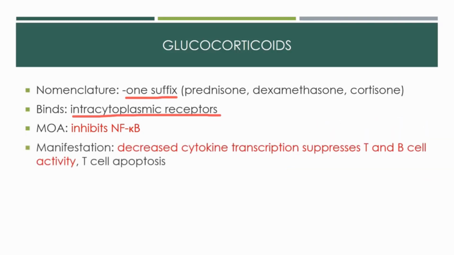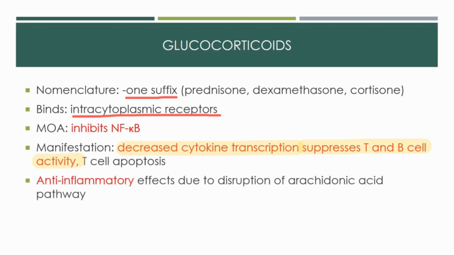So let's read this in the text. Glucocorticoids decrease cytokine production at the genetic level, leading to an overall suppressed immune response. They also cause T-cell apoptosis by some complex mechanism. And they can be used as anti-inflammatories as well because they disrupt the arachidonic acid pathway by inhibiting phospholipase A2.